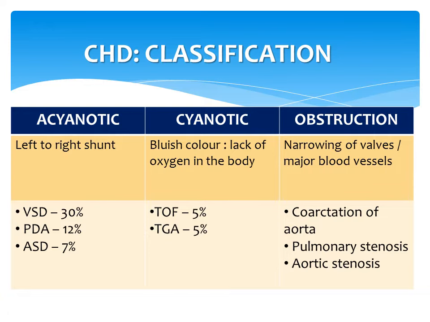In these 3 conditions, there is shunting of blood from left to right side of heart. The patients are pink and generally asymptomatic at birth. In cyanotic congenital heart diseases, the patients have central cyanosis with bluish tongue due to lack of oxygen in the body. The commonest are tetralogy of Fallot or TOF and transposition of great arteries or TGA. In the obstructive type, there is narrowing of heart valves or major blood vessel. The examples include coarctation of aorta, pulmonary stenosis and aortic stenosis.